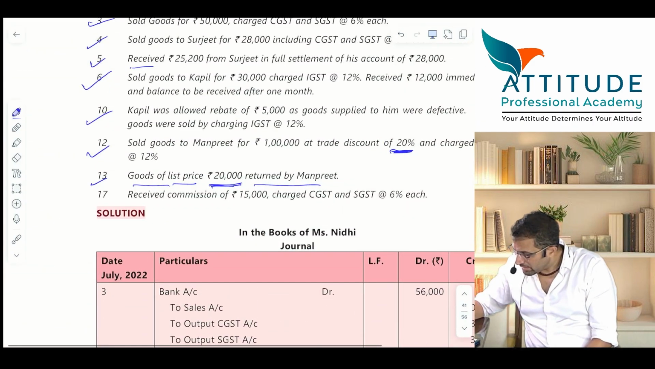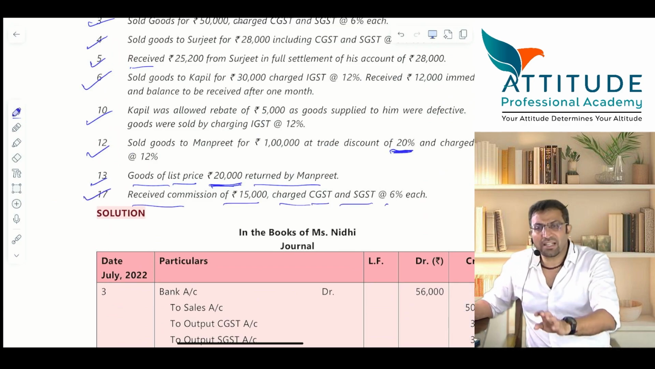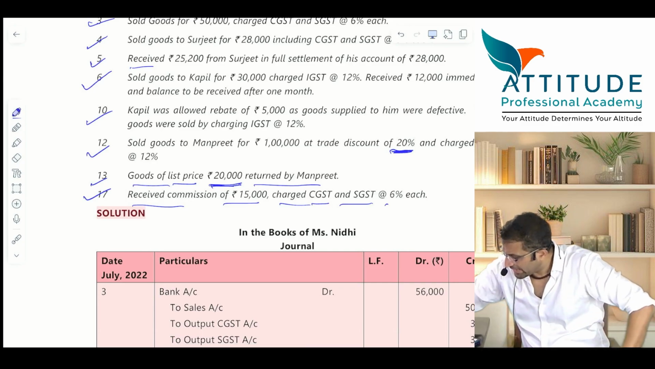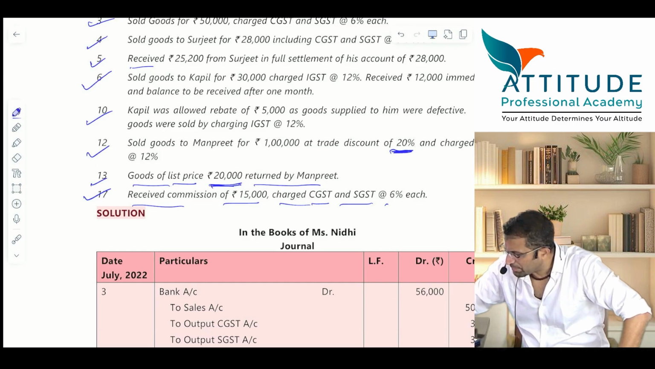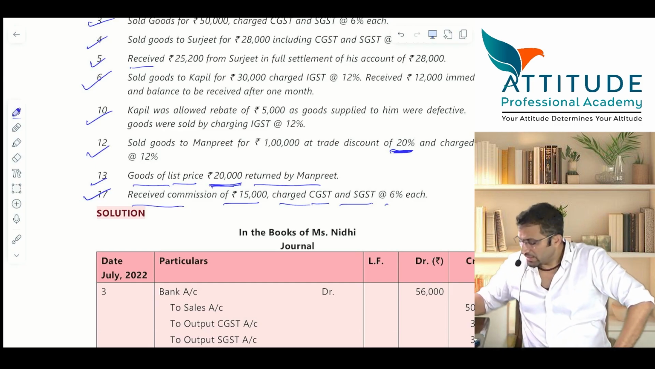Anything else? Yes. This is simple. Received commission 15,000, charged CGST. You are rendering services and you are receiving the money. Is that clear? Received already. So how much will you receive? 15,000 plus GST. 16,800. So tell me the entry.